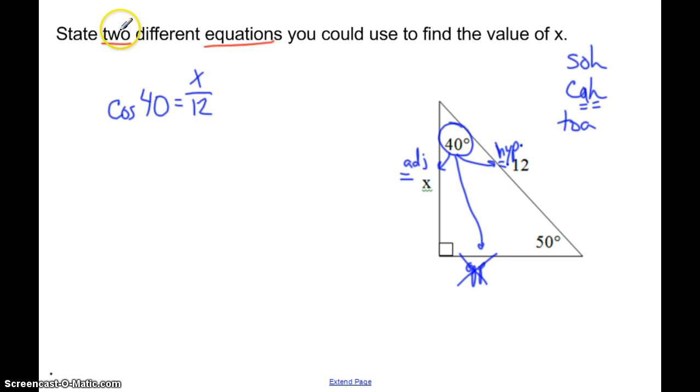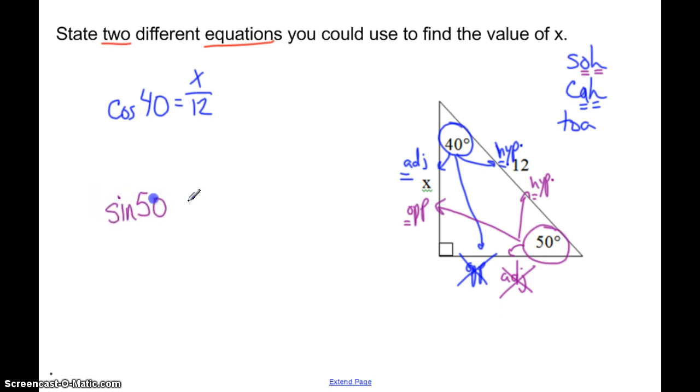Notice it says two different equations. So I could use a different equation. Not with angle 40 because all I have is adjacent and hypotenuse. But if I use angle 50 as my reference, let me relabel. This side would be adjacent. This side would be opposite. And then, like always, hypotenuse. In this case, my adjacent side I don't have, but I have opposite and hypotenuse. So in my SOH CAH TOA, I would be using sine. So the sine of my angle 50 is opposite, x, over hypotenuse, 12.